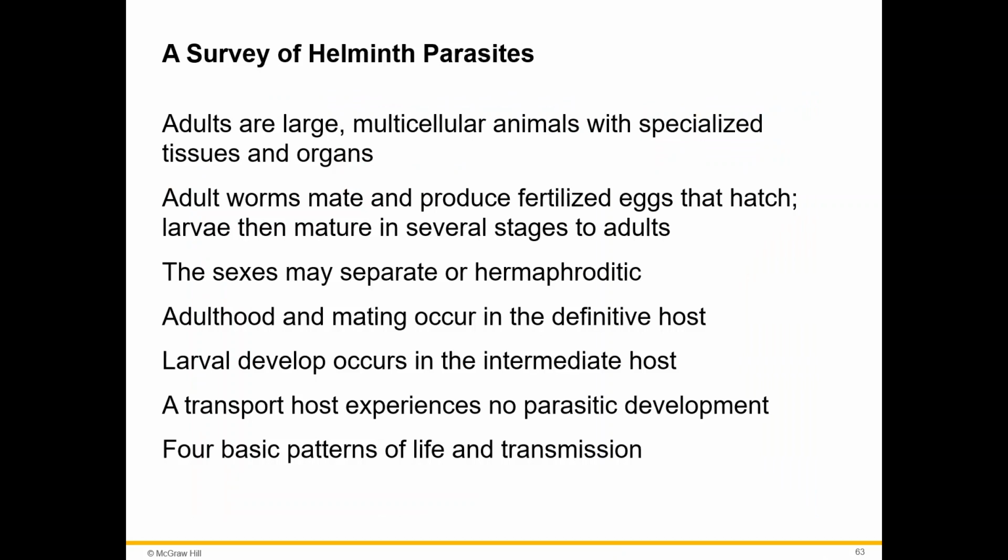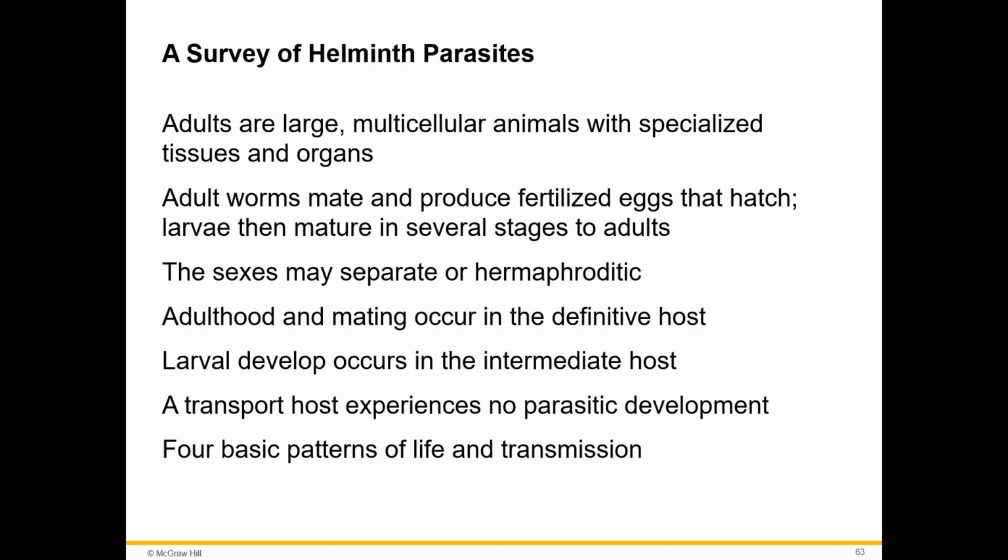And so with that, let's move into the helminths, okay? The worms, right? These are actually animals. They are multicellular, so they have specialized tissues and organs. Adults of these parasites are large and noticeable. We have different types. Adult worms can mate and produce fertilized eggs, and the eggs can hatch. And so we have these different stages to get into the mature adult.